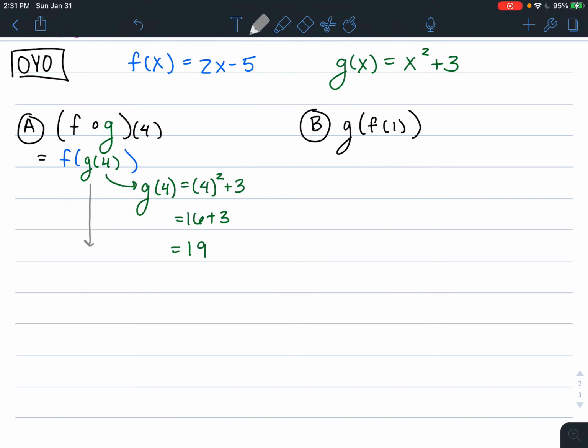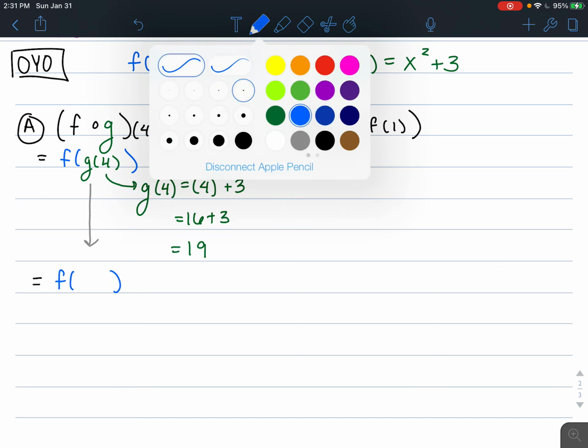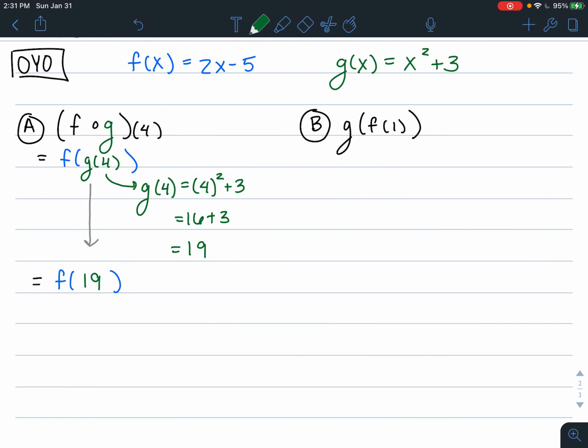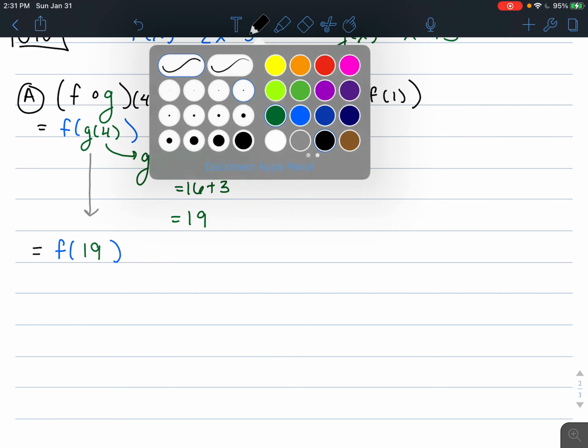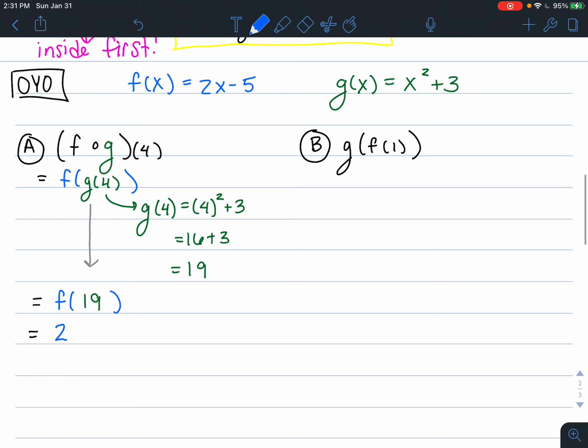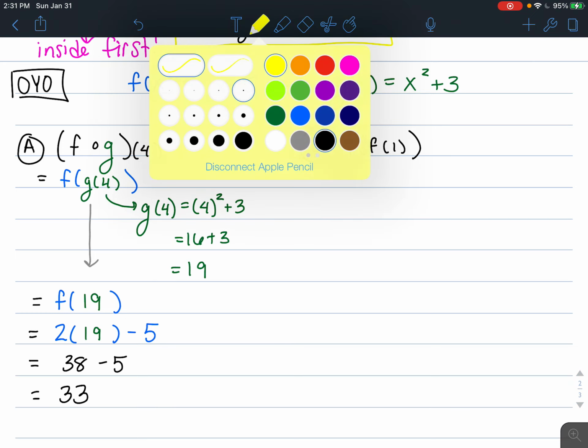So I'm going to jump down a couple of lines here. So now I'm going to write that this is really equal to f of 19. Right? I'm just going to plug my answer for the inside function into the outside function. And the f function reads 2 times x minus 5. So I'm going to do 2 times 19 minus 5. So 2 times 19 minus 5, that's going to give me 38 minus 5, and that's going to equal 33. So my overall answer is 33.